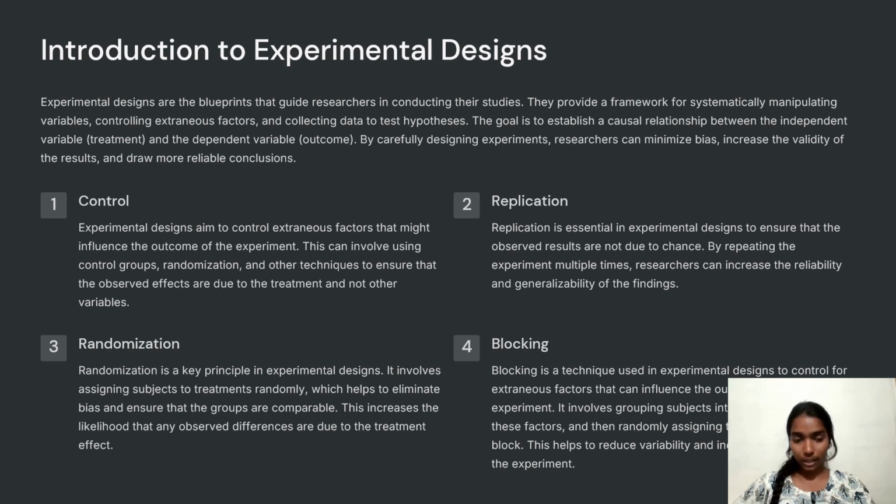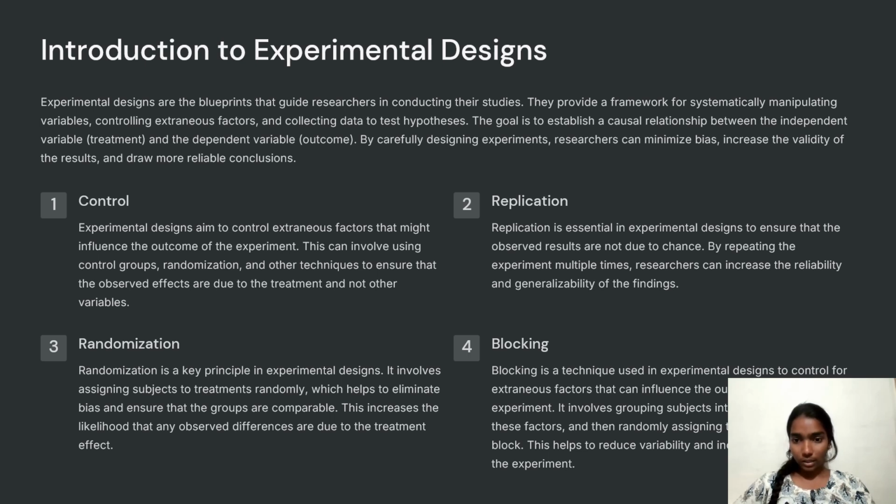Experimental designs are divided into four parts: control, replication, randomization, and blocking. Control: experimental designs aim to control extraneous factors that might influence the outcome of the experiment. This can involve using control groups, randomization, and other techniques to ensure that the observed effects are due to the treatment and not other variables.